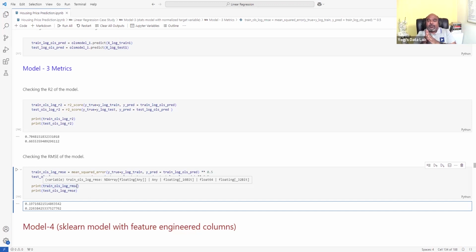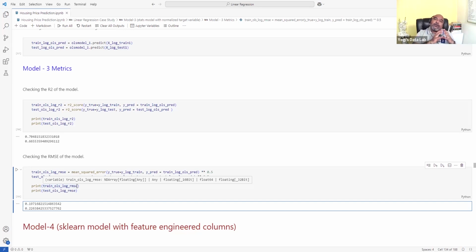Now, we saw that we have built three models till now. One, we built a sklearn model with the original target variable. We built a sklearn model with the normalized target variable. We built a stats model with the normalized target variable. And we saw that sklearn with the normalized target variable and stats model with the normalized target variable are giving me similar results. As I have always emphasized on feature engineering, we are going to do some feature engineering now, and we are going to look at the results of the model.